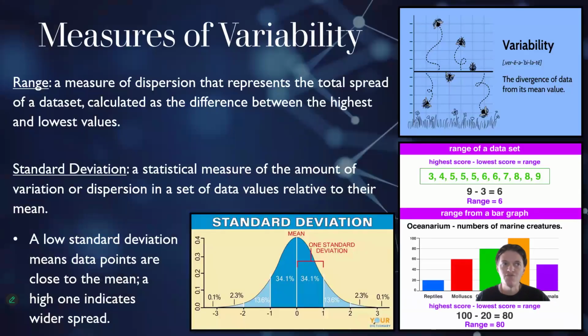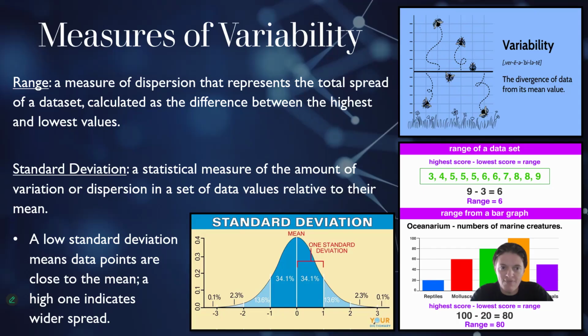We also have measures of variability. And these are things like range and standard deviation. So variability is kind of like the divergence of the data from its mean, right? So central tendency, central means center, right? Right in the middle. So these are how the data spreads out from that or diverges from its mean value. And two of the really common ones we use are range and standard deviation.